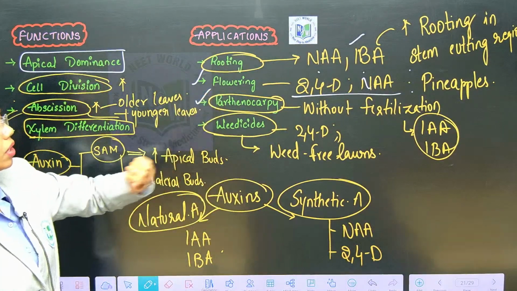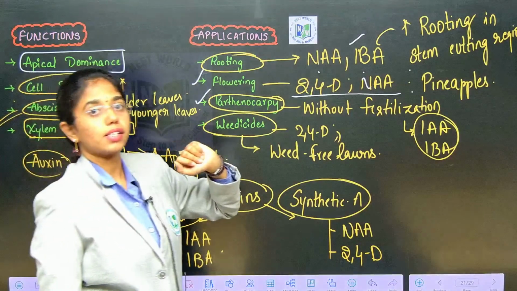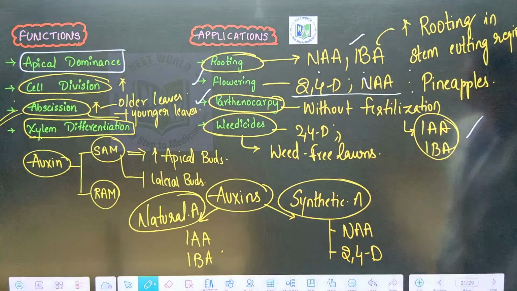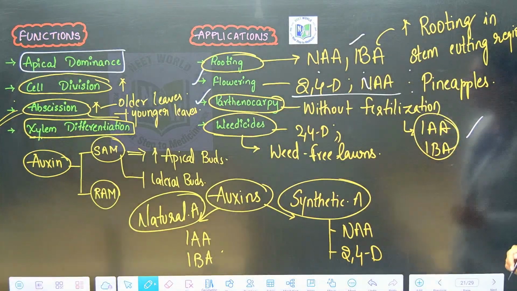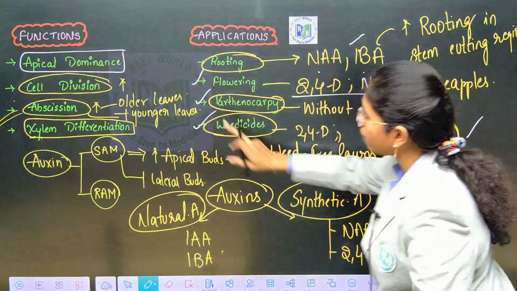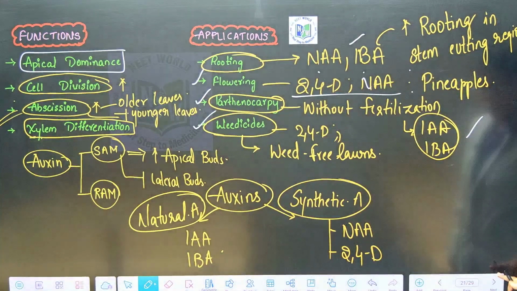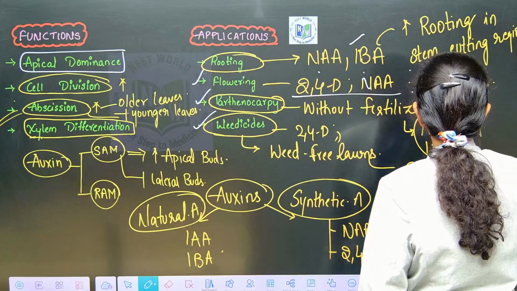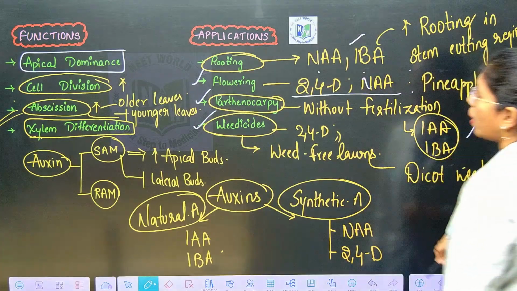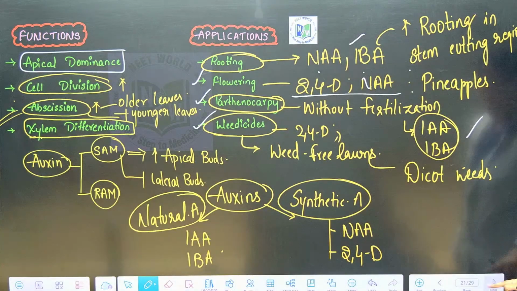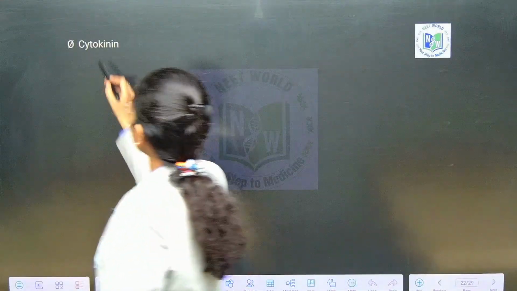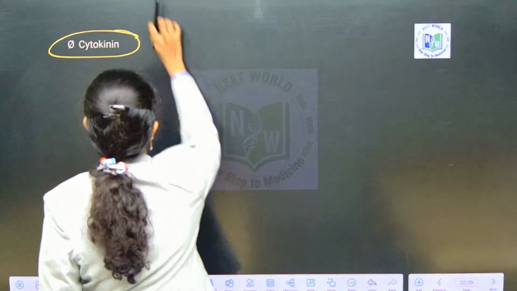And parthenocarpy, which is production of fruits without fertilization, this is promoted by natural auxins like IAA and IBA, that is indole acetic acid and indole butyric acid. And the last application of auxin is as weedicide, that is producing weed-free lawns, especially it will eliminate dicot weeds by 2,4-dichlorophenoxyacetic acid. Next is cytokinin. Cytokinin is also a plant growth promoter.